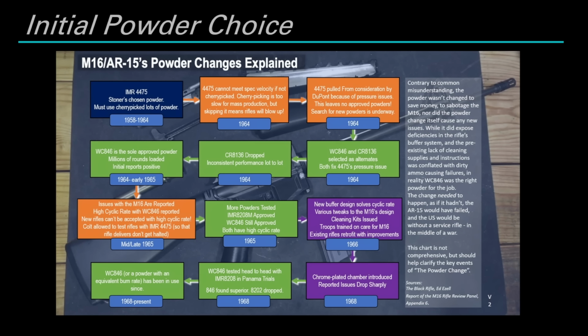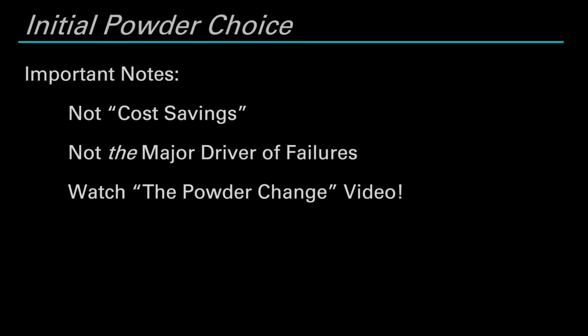WC-846 powder has stuck around ever since, and while it did eventually have its calcium content controlled to a lower bound, this was done to combat a rare issue where sometimes calcium buildup would happen inside of gas tubes, and was noticed well after the time that everybody considers that the M16 was quote-unquote fixed. Finally, wrapping up our discussion of the powder change, the important things to take away are these.